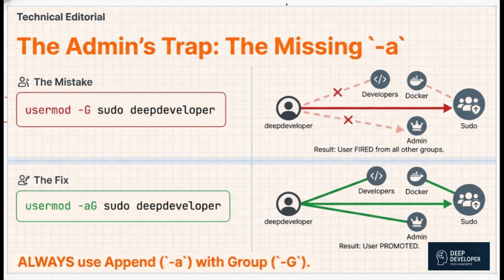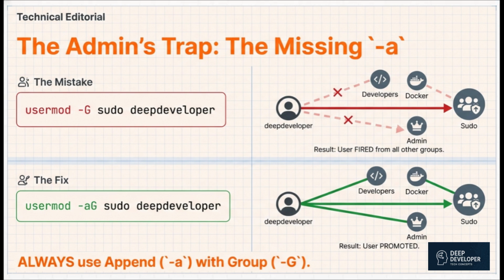Here's why that was so bad. When you use a capital G flag all by itself, you're not adding the user to the sudo group, you are replacing their entire list of groups with only the sudo group. So imagine that user was already in the developers group, the web group, the database group. Well, congratulations, you just fired them from all of those. They are now only in the sudo group. You've just instantly broken all their permissions.